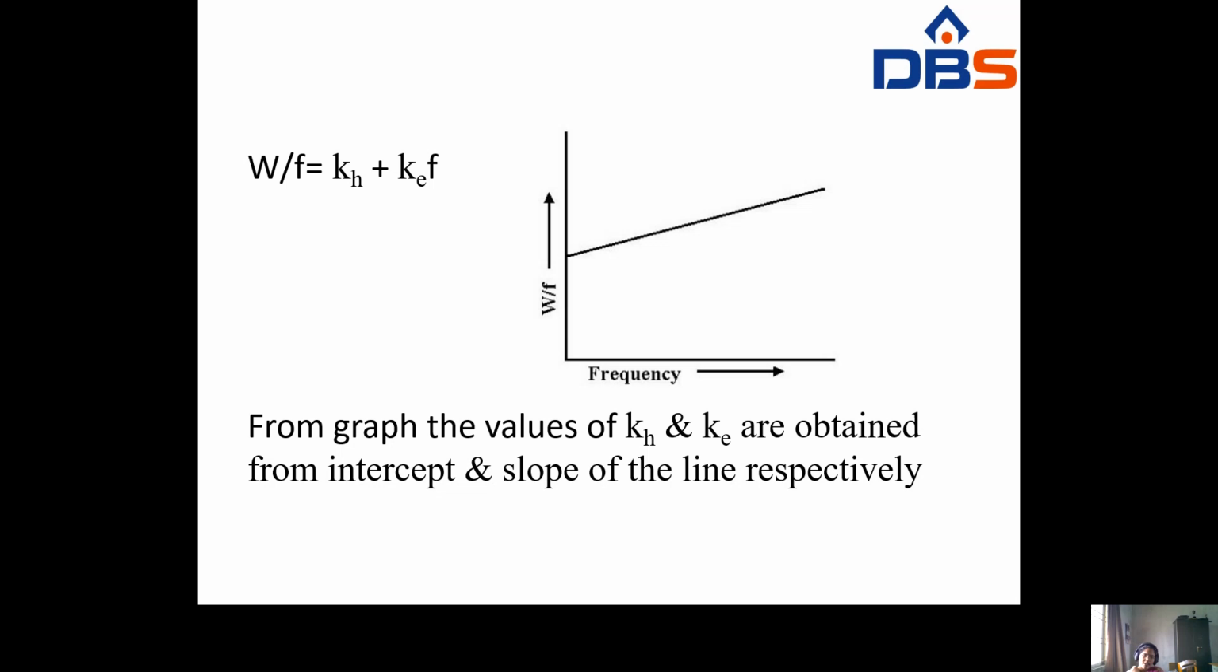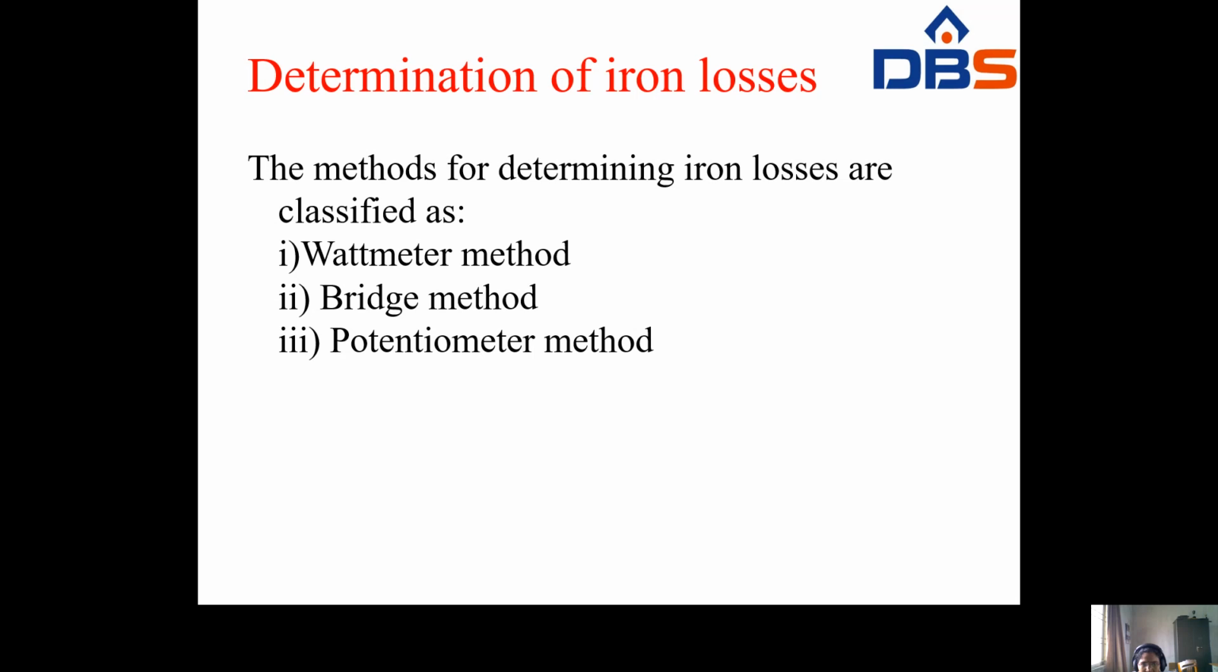So whenever the frequency varies, the losses also increase slightly. From the graph, the values of K_H and K_E are obtained from the intercept and the slope of the line respectively. So from this graph you find the values of K_H and K_E. Next, determination of iron losses.